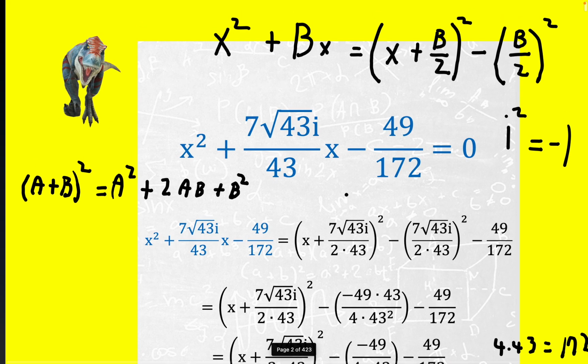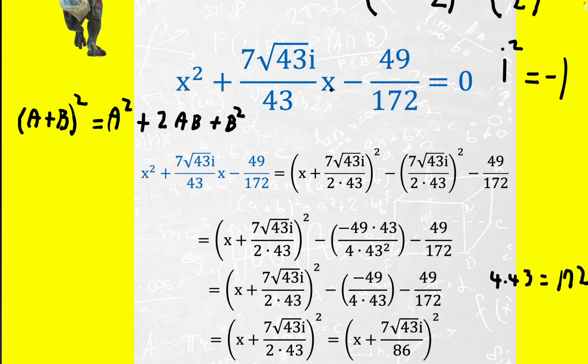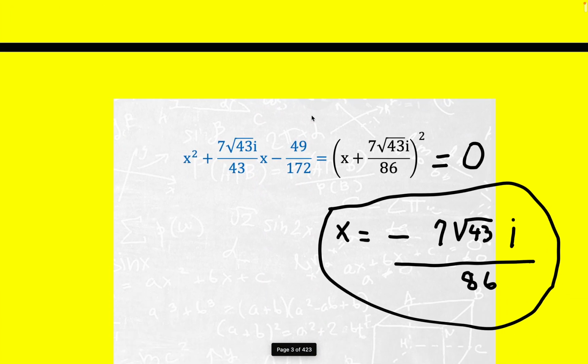But in any event, this looks verboten when you first look at it, but then you realize if you don't know where to go, it's in quadratic form. Try complete the square. This is called completing the square. And again, this is the solution.